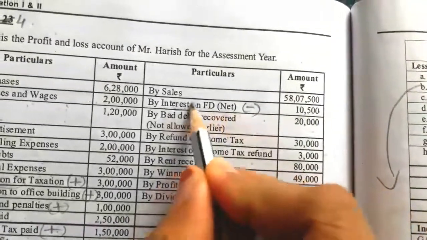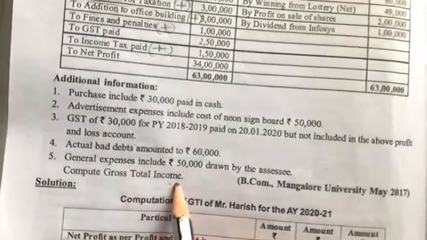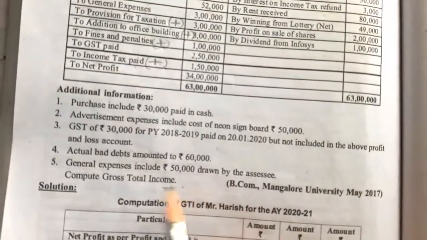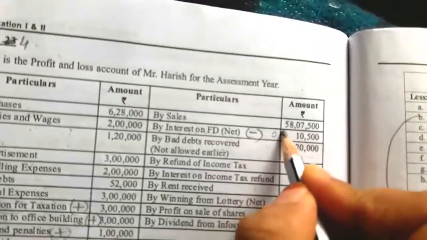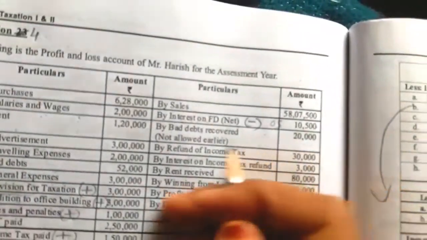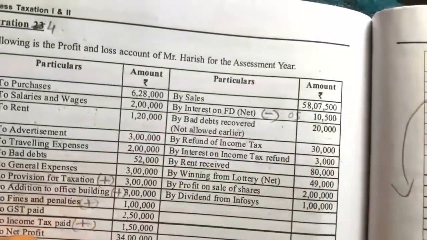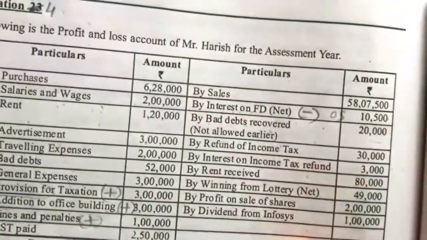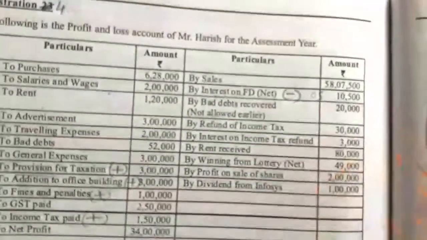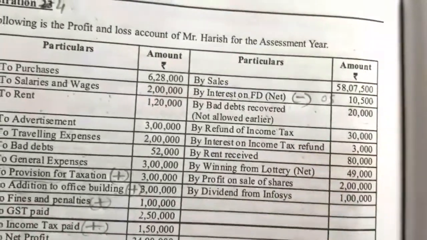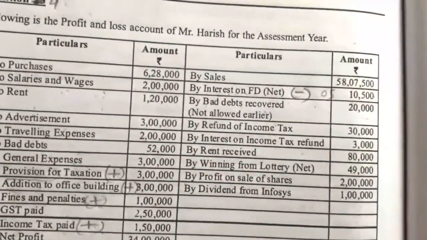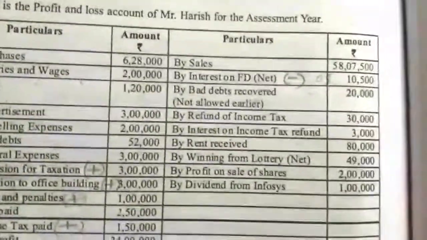So this interest he is receiving from other sources, and here they asked to compute the gross total income. So while calculating gross total income under the head section 56, income from other sources, we have to take this interest on FD again under the head income from other sources. So for the credit side items we have to do two treatments. One is we have to take it as a disallowed income, and the other, again while computing the gross total income, we have to consider the sum of the credit side items.